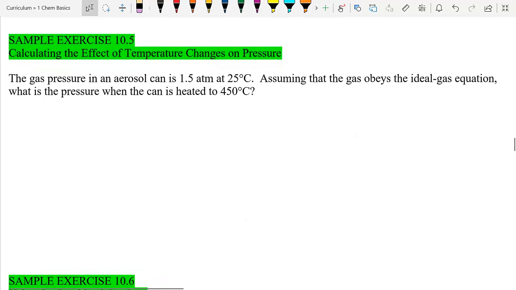In sample 10.5, we're going to be calculating the effective temperature change on pressure. So we have an aerosol can. The pressure in the can is 1.5 atmospheres.